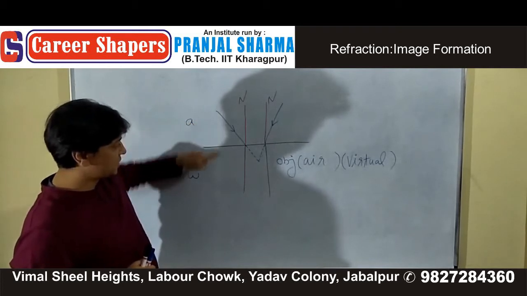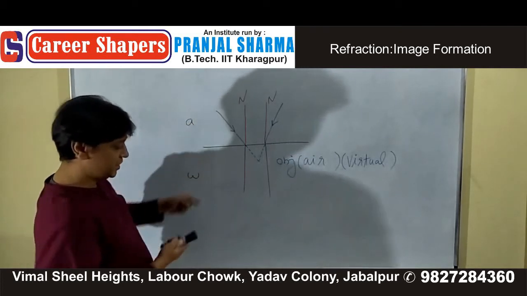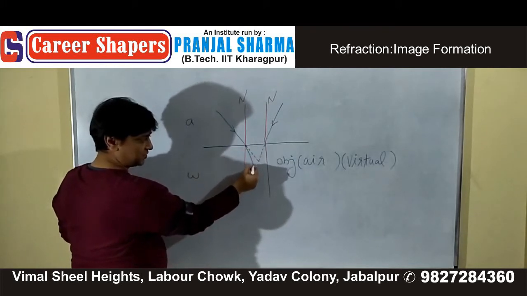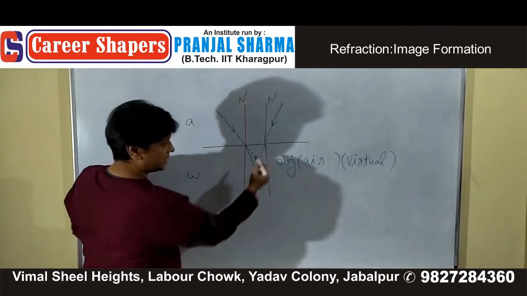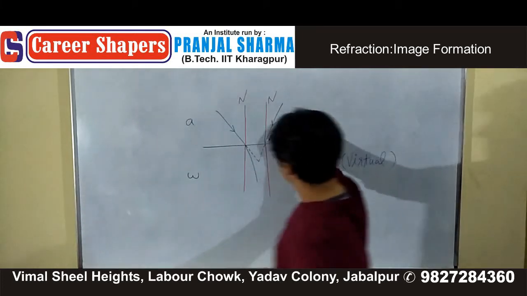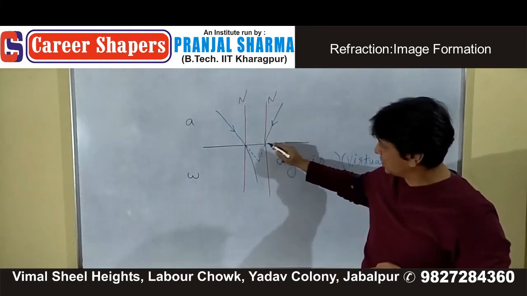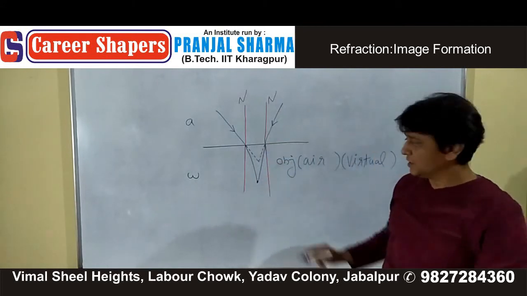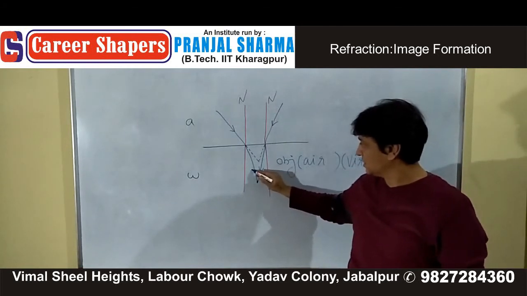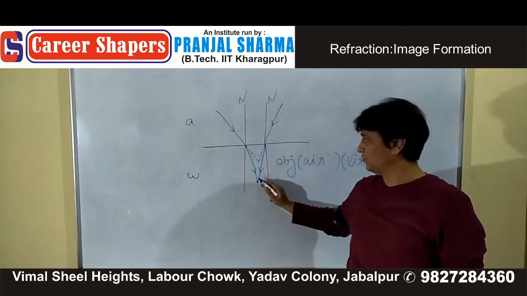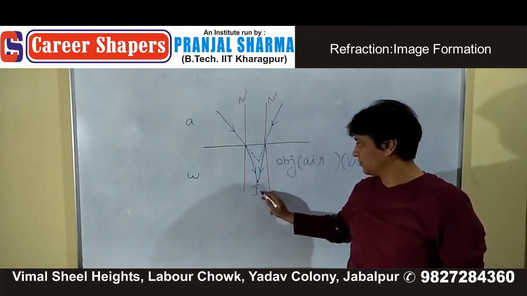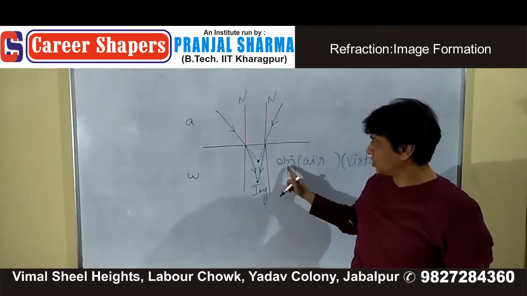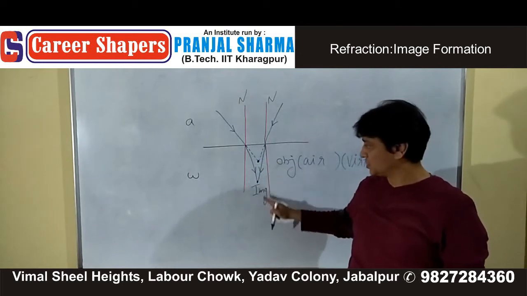Light is coming from rarer into denser, and therefore it deviates, it bends towards the normal like this. That's the bending. This is the intersection of refracted rays, and therefore gives you what image? This was your object. This is your image.